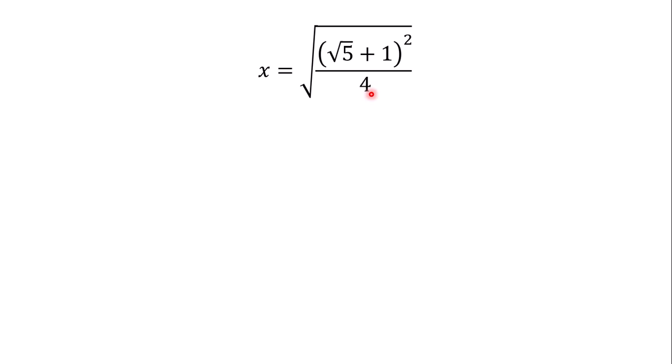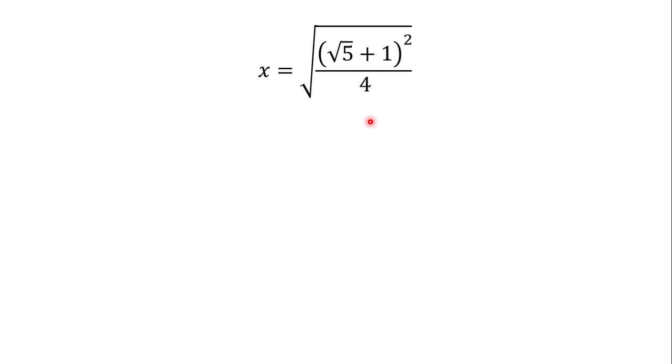Okay, so here what we are going to do is that, looking at what we have gotten, it seems that we can rewrite this in such a way that this one will go off. And how are you going to do that? This one is root 5 plus 1 all squared, and this one is 4. Meaning we can also write this 4 as 2 squared.